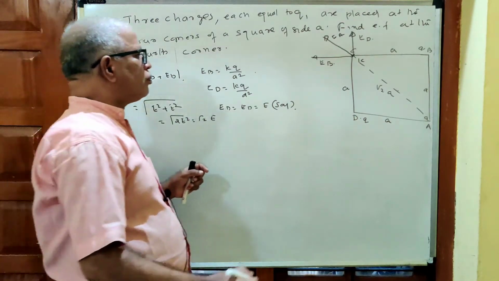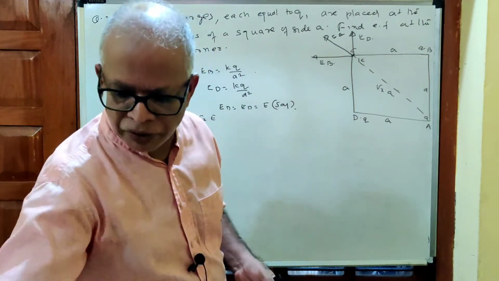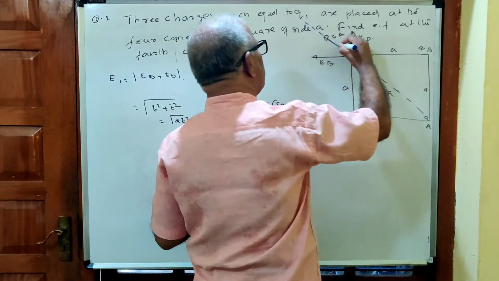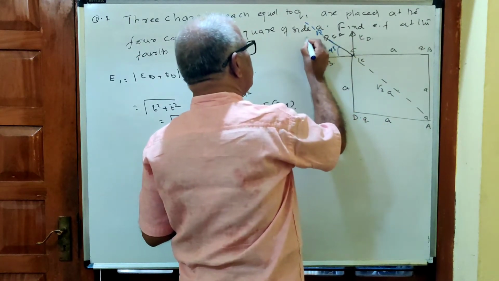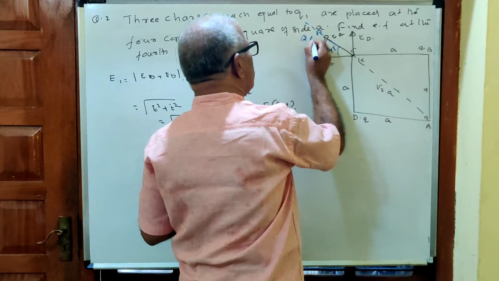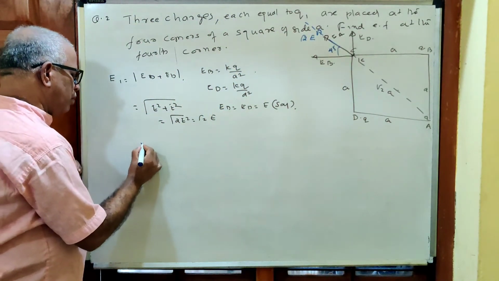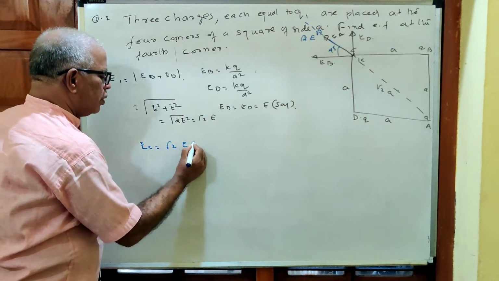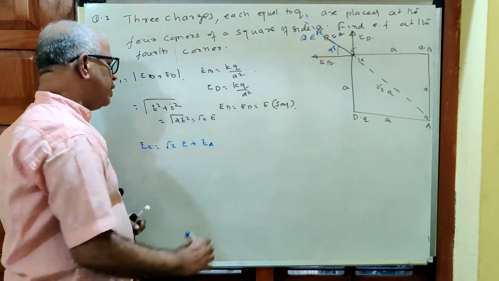This is the direction of the field there. The direction of the field bisects the angle between these two. They are perpendicular, so 45 degrees the field goes. So this field is root 2 E. So the net field at C is EC is equal to root 2 E plus EA. Now what is EA?